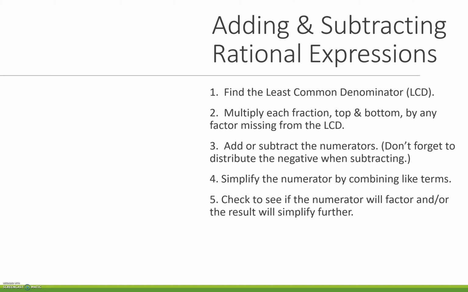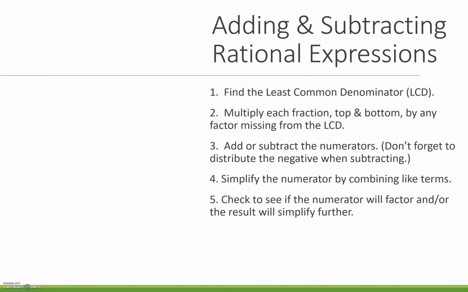Add or subtract the numerators. Just like we added together the numerators on the previous problem, we're going to do that with the numerators of our rational expressions. Now, if we're subtracting, it's like we're distributing a negative through that second expression, whatever comes after the minus sign. We have to distribute that minus sign to every term inside or after that minus sign. Then we're going to simplify the numerator by combining like terms. So if there's something that has an x, you want to combine all the x's together, all the y's together, etc. Then we want to check to see if the numerator will factor or the result will simplify further.